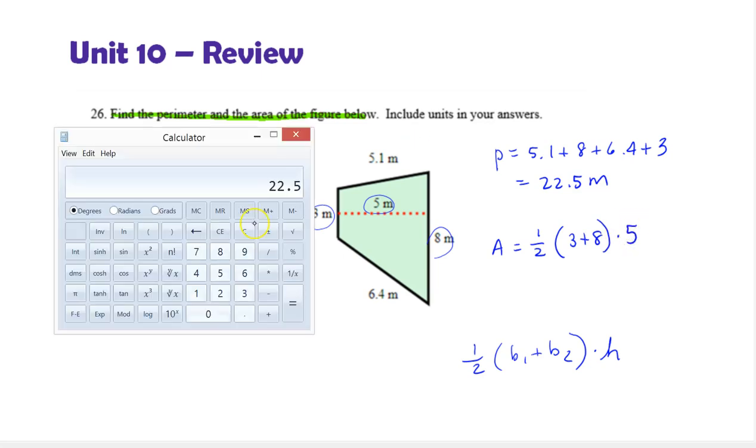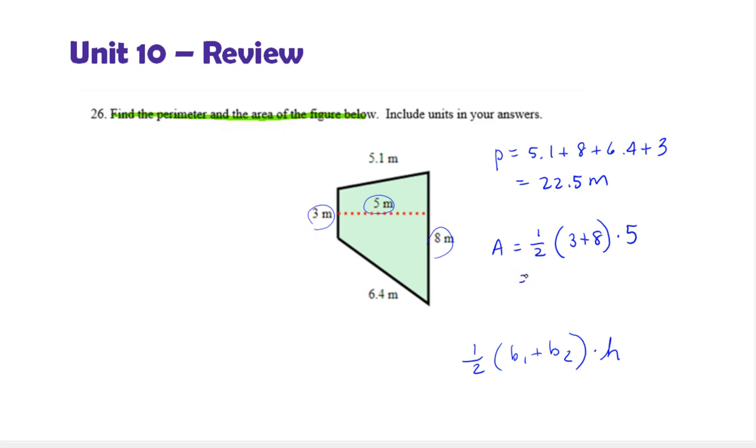Now let's put this in the calculator. Okay. Make sure if you're going to put this whole thing in at once, this goes in parentheses. So 1 divided by 2, parentheses, oops, calculator didn't like that. 1 divided by 2 times, parentheses, 3 plus 8, close parentheses, times 5. Okay. So I'm checking that it turned out okay. So this calculator wanted me to put multiplication. Your TI won't care. And I get 27.5. The units were meters, so the square units are meters squared.